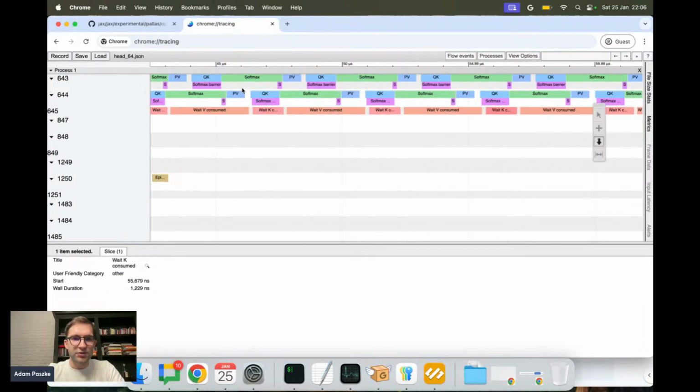Now, looking at the other 2 threads, you can see there's a repeating pattern: you do QK, then you do softmax, and then you take the result of the softmax, which I call P, and multiply by V.